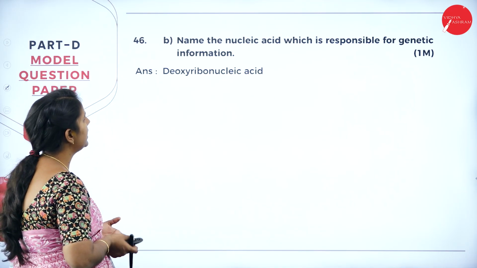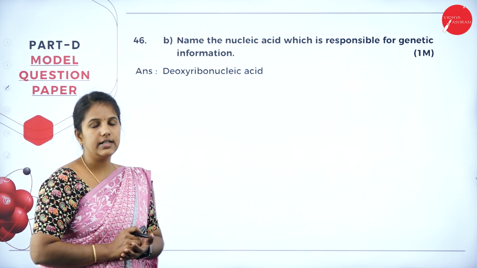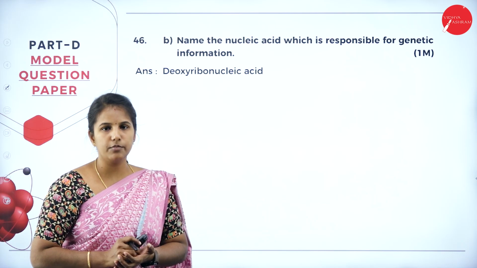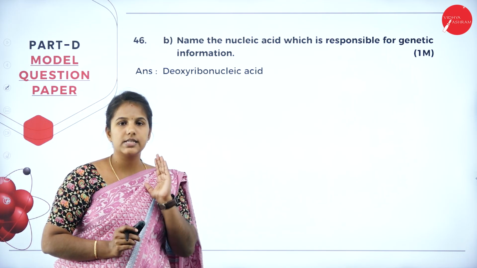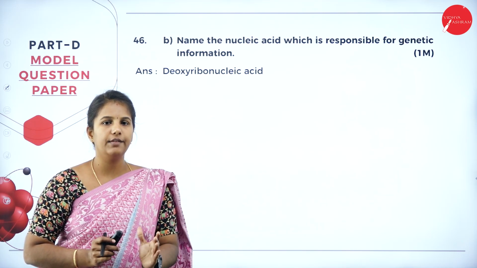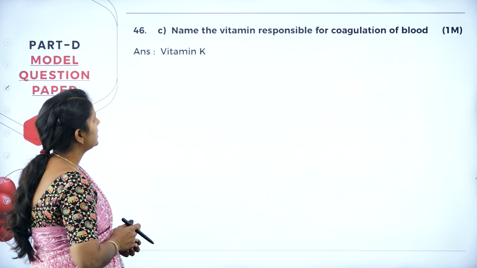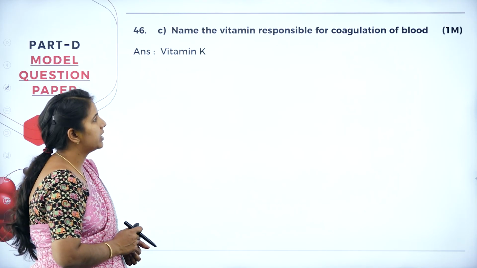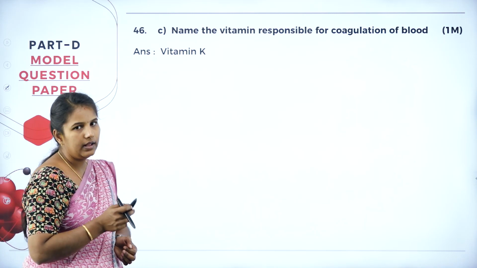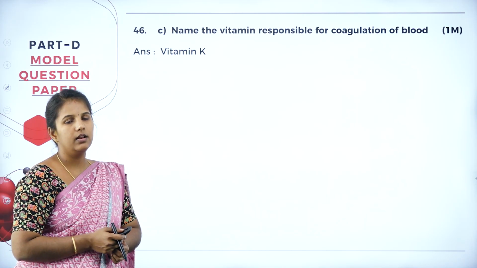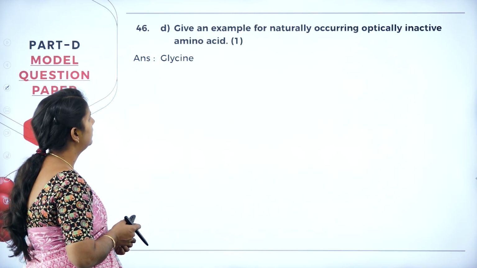Next question. Name the nucleic acid which is responsible for genetic information. We know that DNA, that is deoxyribonucleic acid, is mainly responsible for carrying certain characters or genetic information from one generation to another generation. Next question. Name the vitamin which is responsible for coagulation of the blood. Vitamin K is the vitamin which is responsible for coagulation of blood.